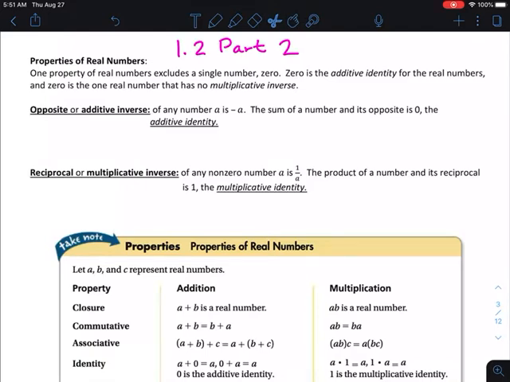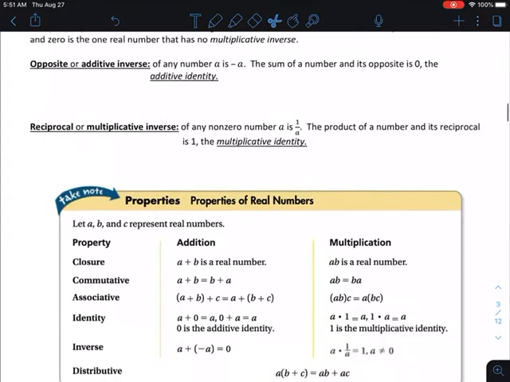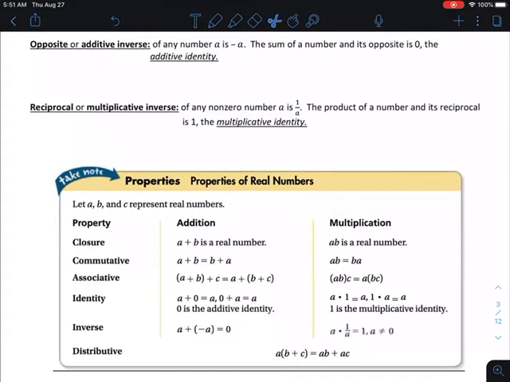Inverse to me kind of sounds a little like reverse, which in this case you're flipping it. You're taking the reciprocal of it. It says the product of a number and its reciprocal is 1, which is the multiplicative identity. Understanding additive identity and multiplicative identity will show up in this next chart.